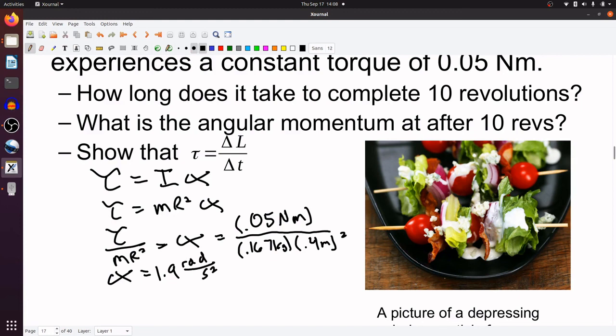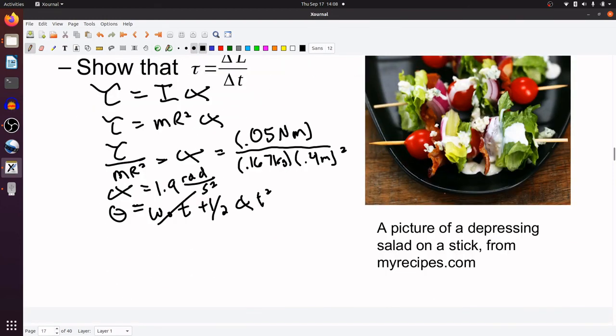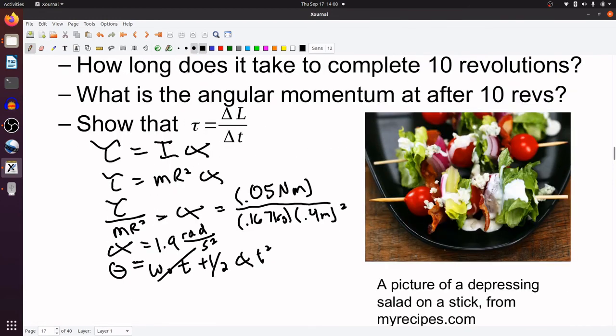All right, so now that I know alpha, I want to know the time it takes to do 10 complete revolutions. So I want to use the fact that theta is equal to omega naught t plus 1/2 alpha t squared. I do that because I know my initial angular velocity is 0, so it makes it pretty easy. We know it takes 10 revolutions, but remember we can't use revolutions. We have to use radians. There are 2 pi radians in a revolution, so that's going to give me 62.8.